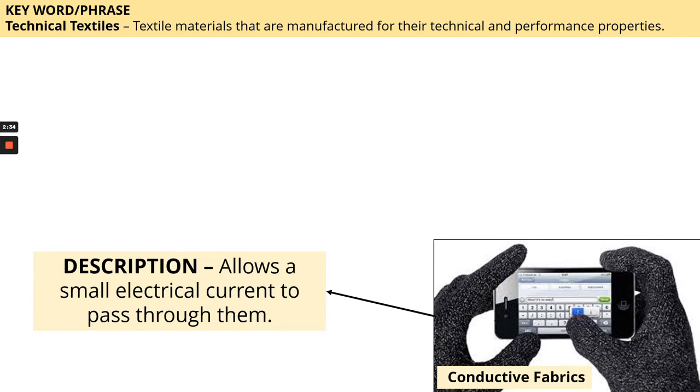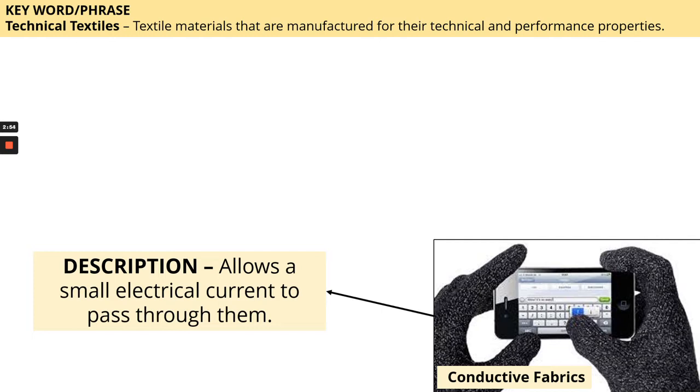What these are, they are fabrics that allow a small amount of electrical current to pass through them, which eliminates static charge, which allows you to use touchscreen devices. By eliminating the static charge of the fabric, that means that electrical current can pass through the fabric.